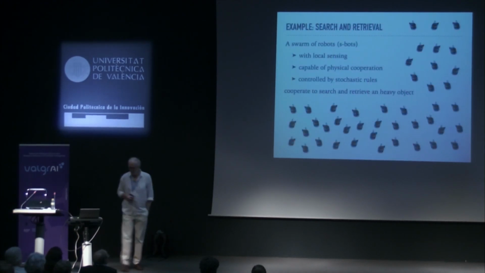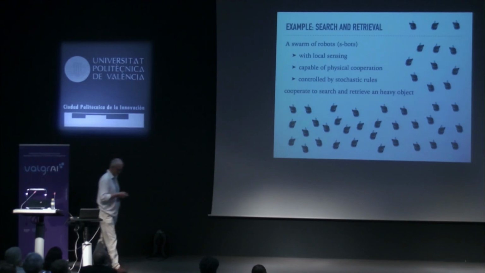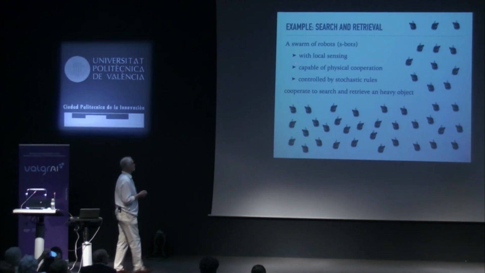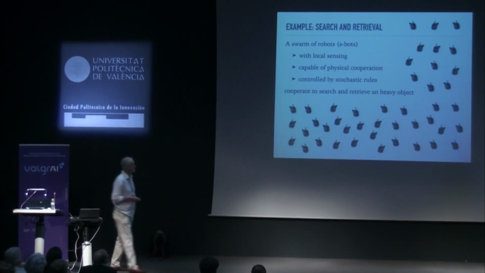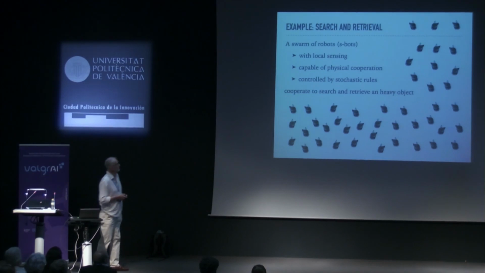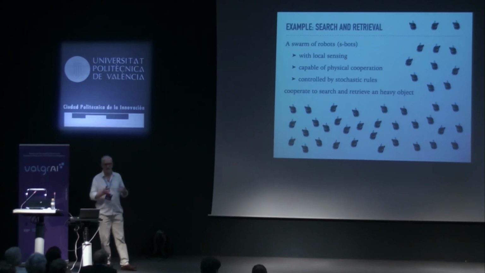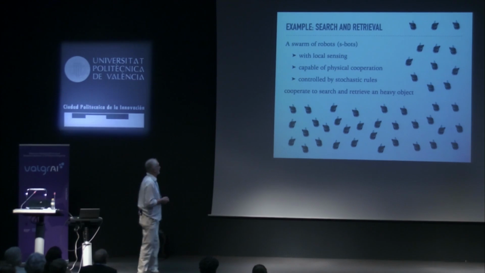So let me give an example of some work that has been done a few years ago. We have a swarm of robots, called S-bots, that you will see in a moment, that we built for this project. They have local sensing, and they are capable of physical cooperation. They can attach physically to each other so that they cooperate physically. And they are controlled by stochastic rules.